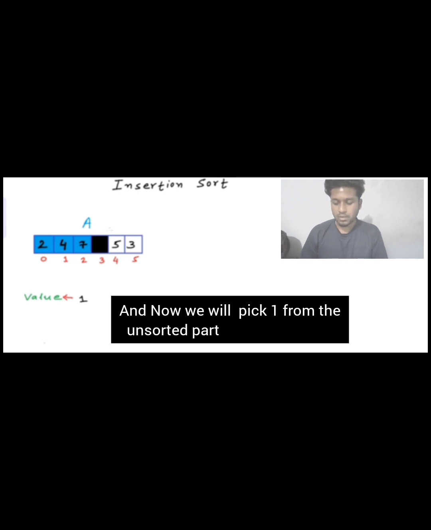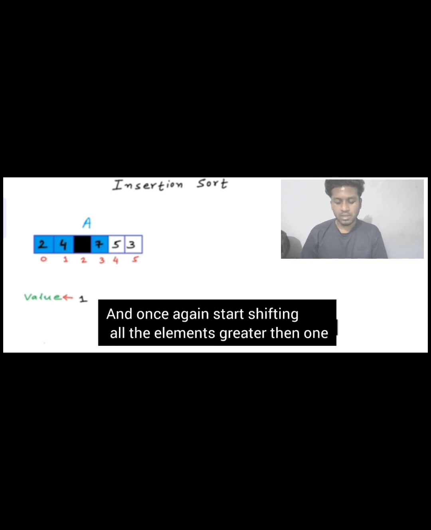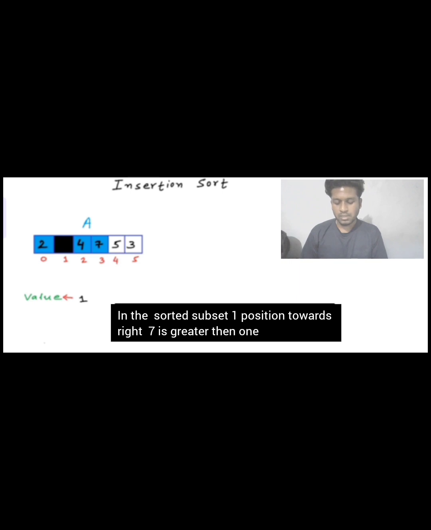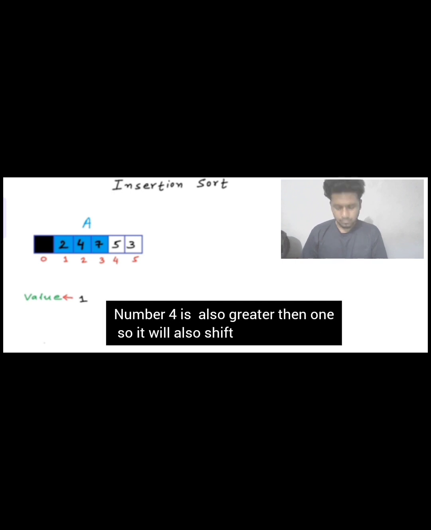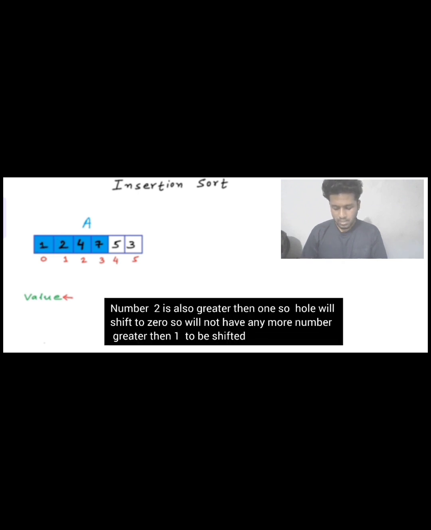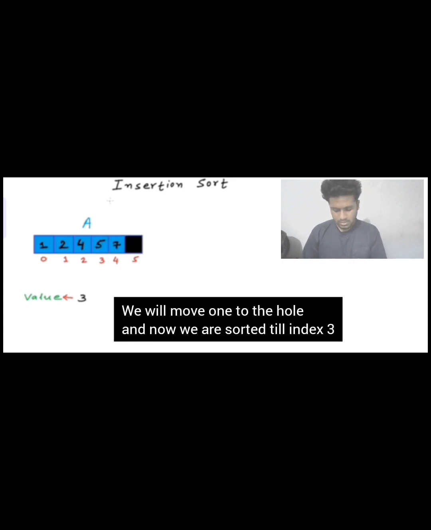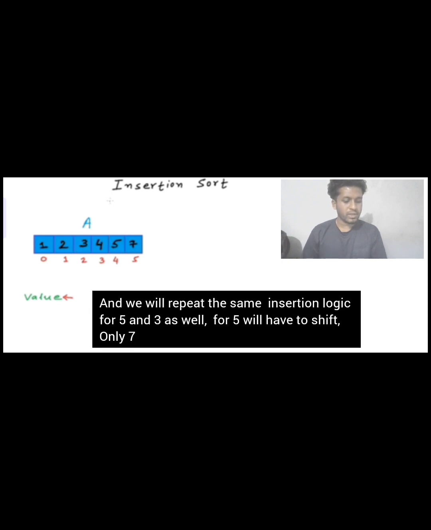Now we will pick 1 from the unsorted part, and once again we will start shifting all the elements greater than 1 in the sorted subset one position towards the right. 7 is greater than 1, so we will shift it and the hole will now move to index 2. Number 4 is also greater than 1, so it will also shift. Number 2 is also greater than 1, so the hole will shift to 0 and we will not have any more numbers greater than 1 to be shifted. We will move 1 to this hole and now we are sorted till index 3, and we will repeat the same insertion logic for 5 and 3 as well.